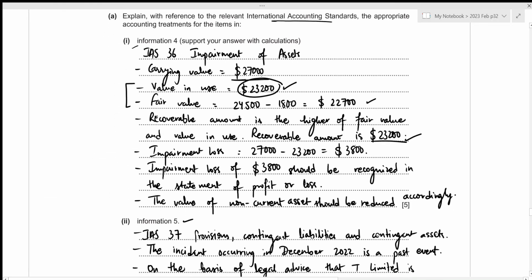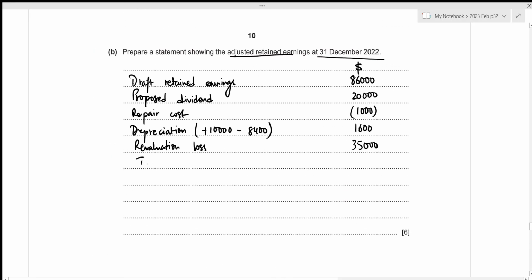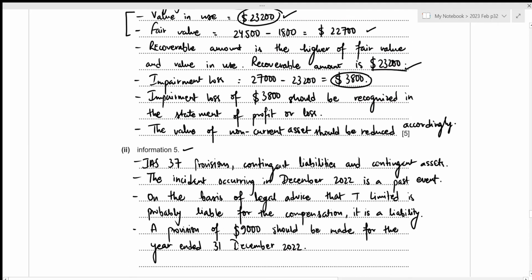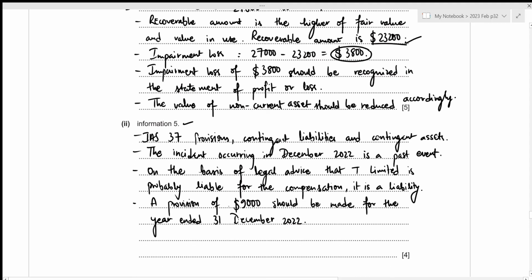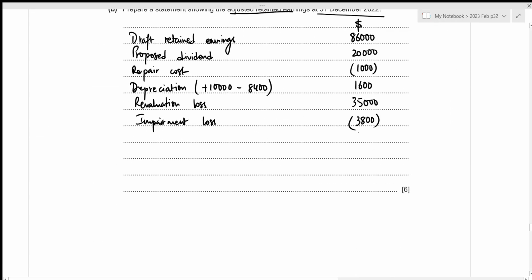Now for information 4, we have already figured out that the impairment loss is to be of 3,800, which should be subtracted in the retained earnings. Let's write it down. So that's impairment loss of 3,800. That's the fourth one. Now for the fifth information, we've also figured out that a provision of 9,000 should be made. And the provisions are always made out of the retained earnings, which means that we need to now take out 9,000 from our retained earnings. So that's a negative amount as well, which means that we will be subtracting 9,000 from our draft retained earnings as part of the provision for compensation.